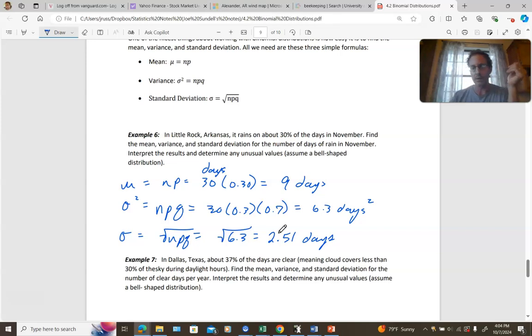And then we could extend that. We could say, well, 2 standard deviations would be about 5 days. So we could say about 95% of the time in the month of November, it's going to rain anywhere between 5 days below the mean, which would be 1.3 days, to 5 days above the mean, which would be 11.3 days. So within that interval, we would have 95% of the distribution.